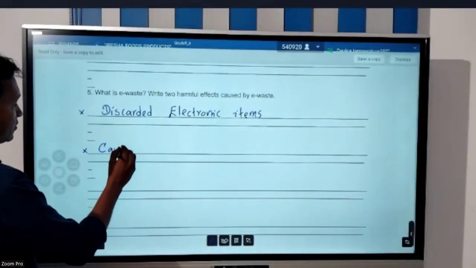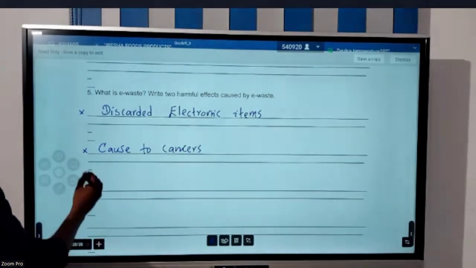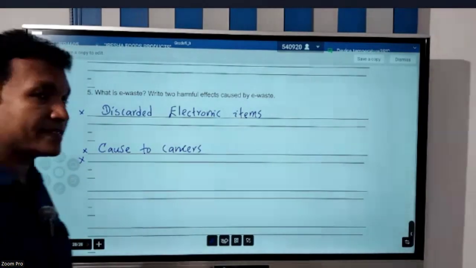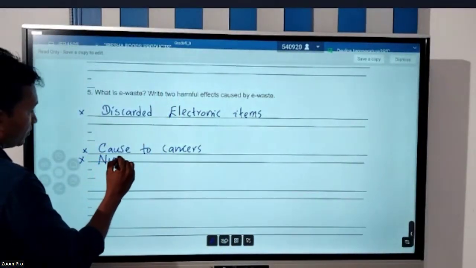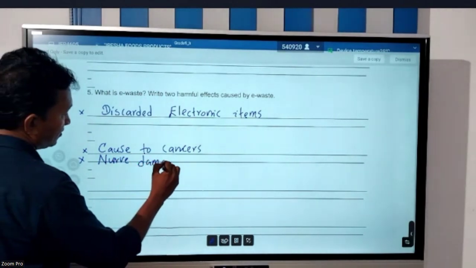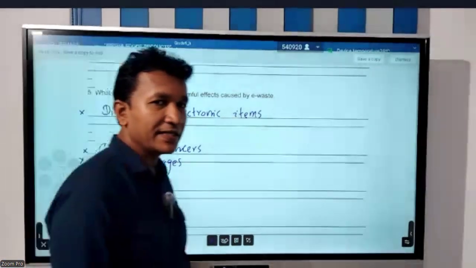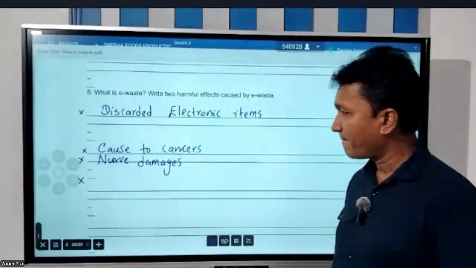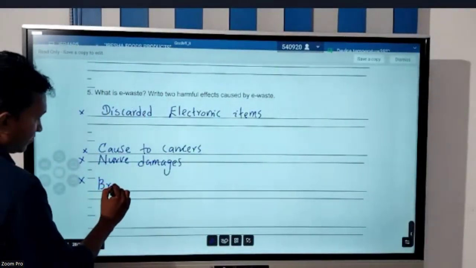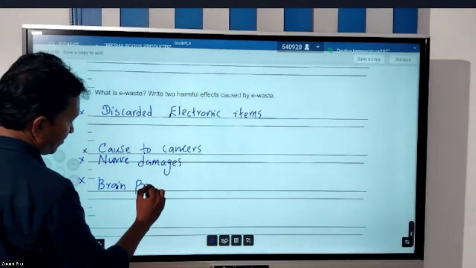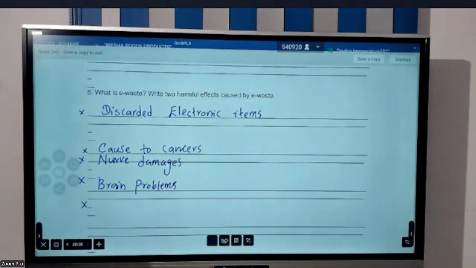It causes cancers. Cancer can develop from electronic waste. And nerve damages. It can harm our nervous system, nerve damages can happen. Brain problems can also happen.